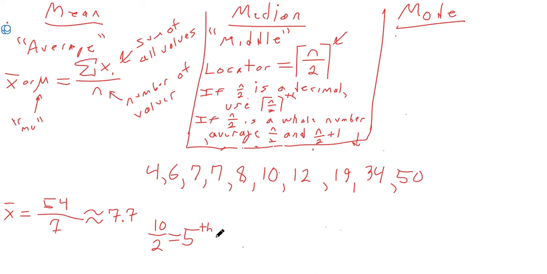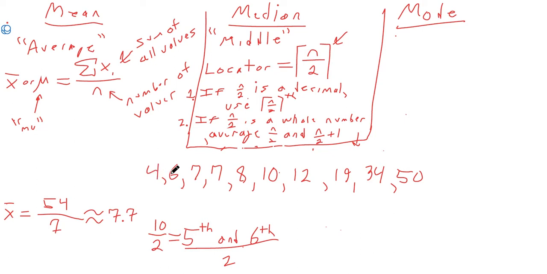Now this is where I look at the two different cases for my locator, case 1 and case 2. If my locator is a decimal, then I would round up. However, the locator is not a decimal, it's a whole number. In that case, what I'm going to do is average that number and the one above it. So that means I'm going to average the 5th number and the 6th, and then cut that in half. That would be an average.